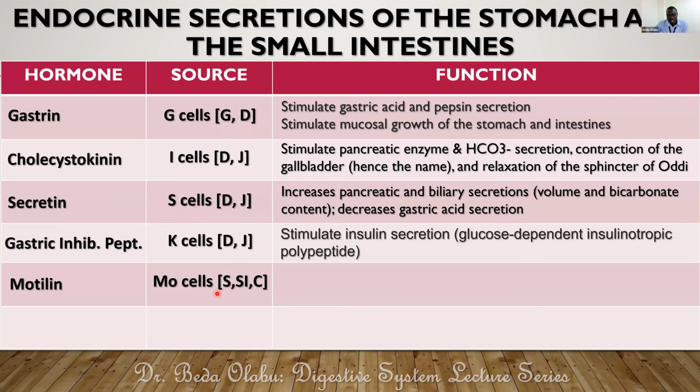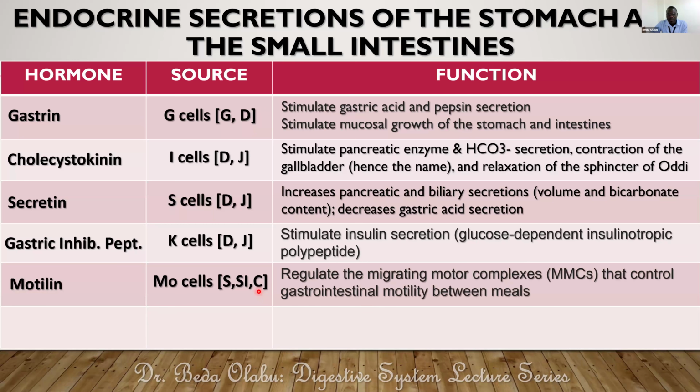Motilin from the MO cells of the stomach, small intestines, and we're adding colon here. Motilin, as the name suggests, promotes contractions, motility. And so it regulates what we call the migrating motor complexes. These are just contractions of the alimentary canal. You learn more from the physiology team. And so this helps to control motility between meals.